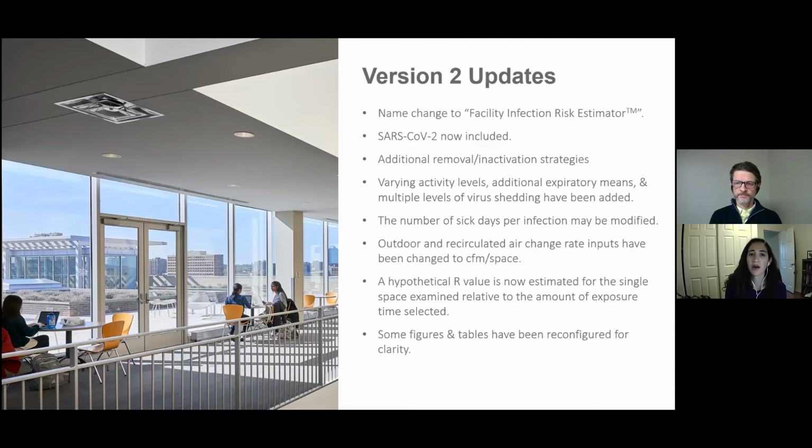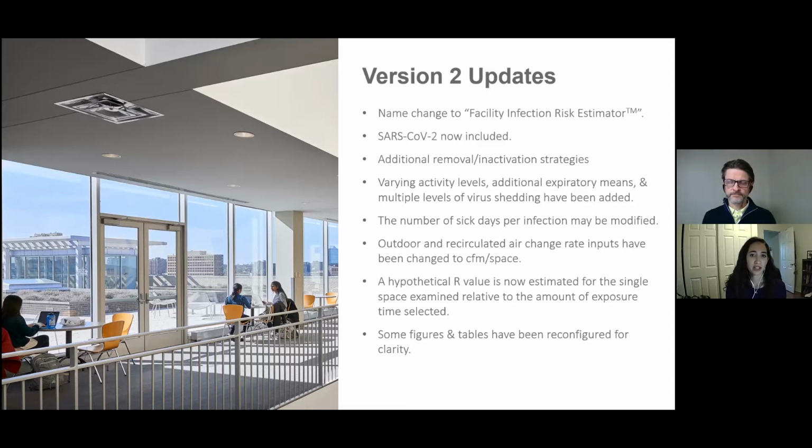You can also alter the number of sick days now, indicating how many work or school days people will miss when they get this virus. The default for influenza is 5 sick days lost per infection, and for SARS-CoV-2, it's 17. And this is based on a weighted average from 3 different studies.